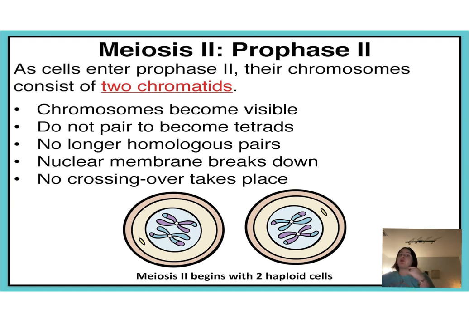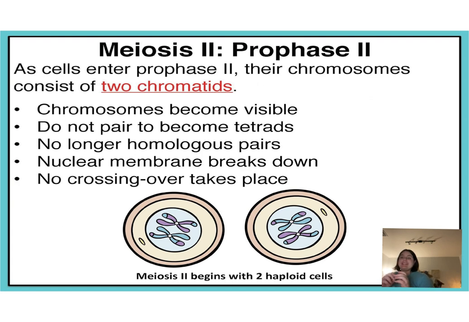Here's the start of prophase two. As cells enter prophase two, their chromosomes consist of two chromatids. This is going to be just like mitosis. So chromosomes become visible. The chromatin winds up into our chromosomes. They don't pair to become tetrads, so they don't pair up into the pairs.